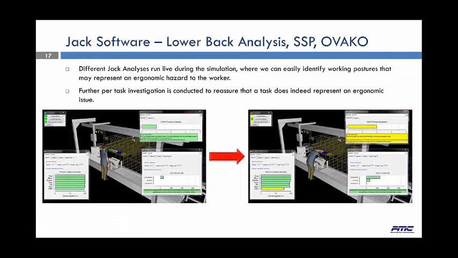So the Jack software lower back analysis, SSP, and Ovako, different Jack analyses run live during the simulation, where we can easily identify the working postures that may represent ergonomic hazards to the workers. Further, per-task investigation is conducted to reassure that the task does indeed represent an ergonomic issue. So we're looking at the same still photos of the task that we just looked at. We can see where we're yellow. We can also see where we started to turn yellow, where we began to identify issues. We'll look at these certain issues. We'll put corrective actions into place, or at least recommended corrective actions into place. And then we'll also resimulate those and see how they come out.